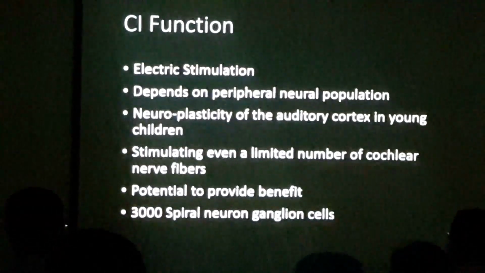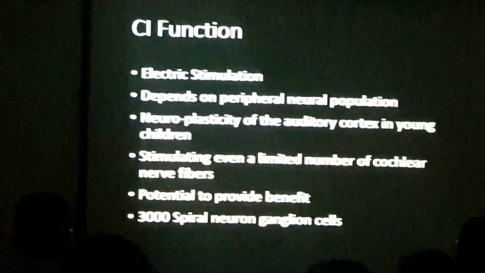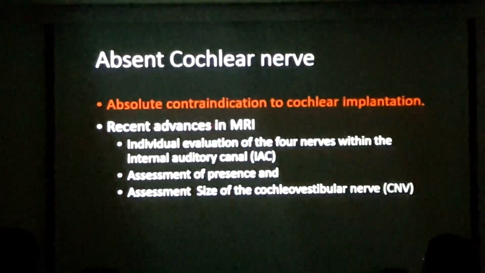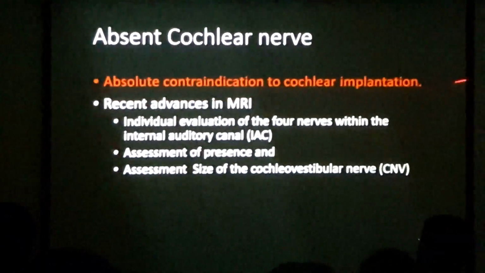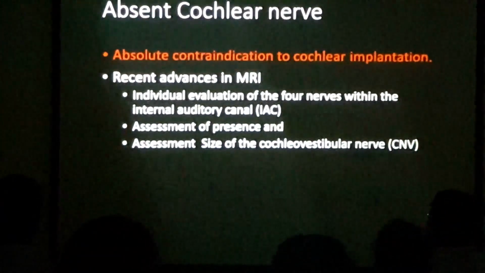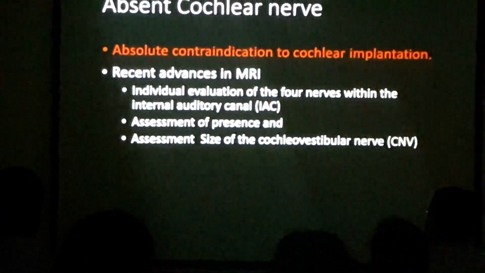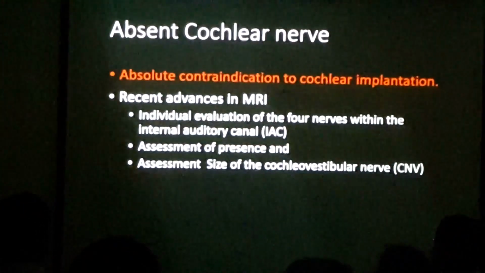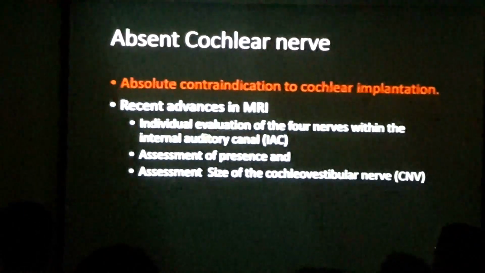Okay, and it provides potential benefit. Earlier, till now, absent cochlear nerve meant absolute contraindication for cochlear implantation. But the recent advance in MRI shows that individual evaluation of the 4 nerves within the internal auditory canal can be done. That's important.